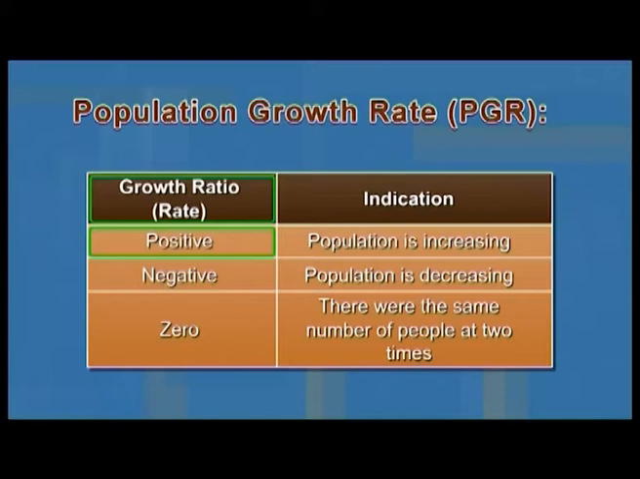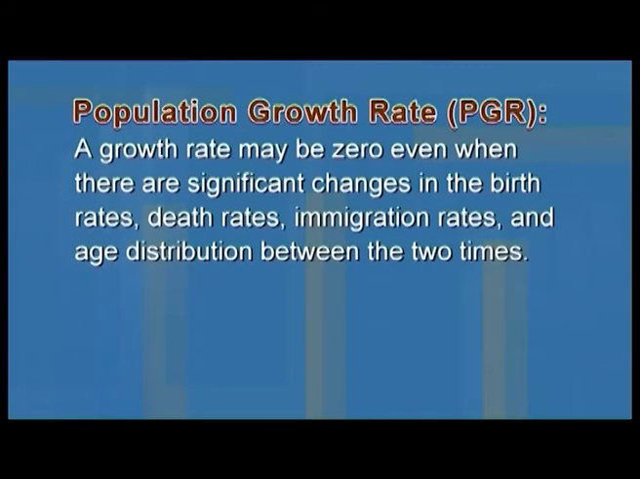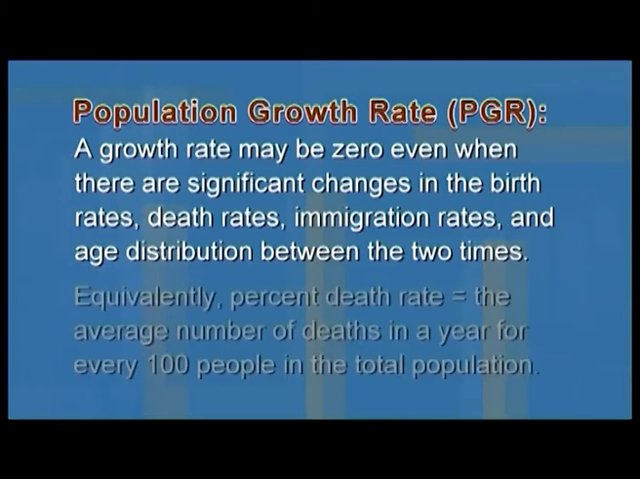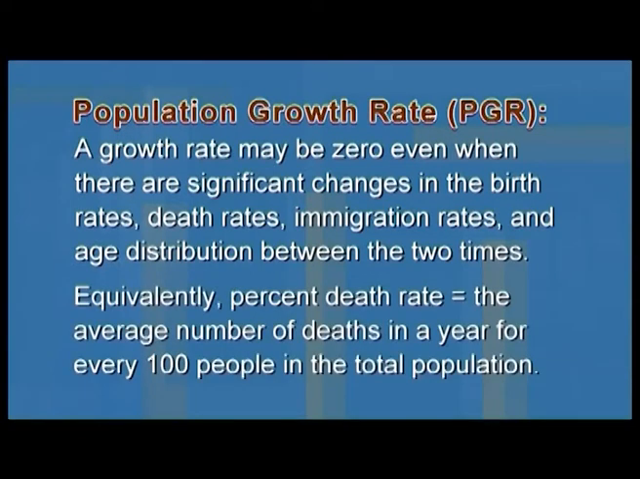A positive growth ratio or rate indicates that the population is increasing, while a negative growth ratio indicates the population is decreasing. A growth ratio of 0 indicates that there were the same number of people at two times. A growth rate may be 0 even when there are significant changes in the birth rates, death rates, immigration rates, and age distribution between the two times. Equivalently, percent death rate is equal to the average number of deaths in a year for every 100 people in the total population.